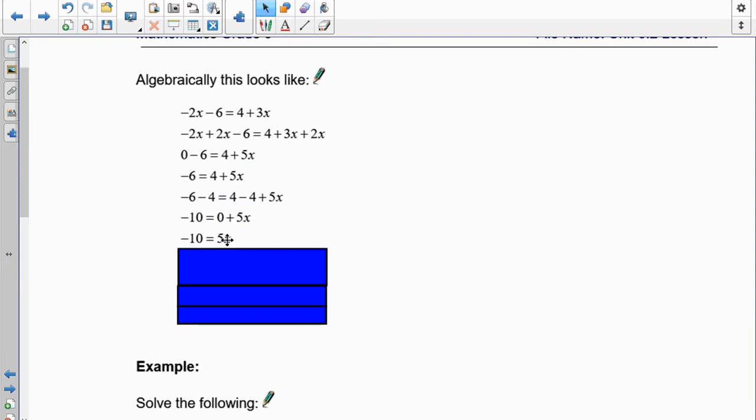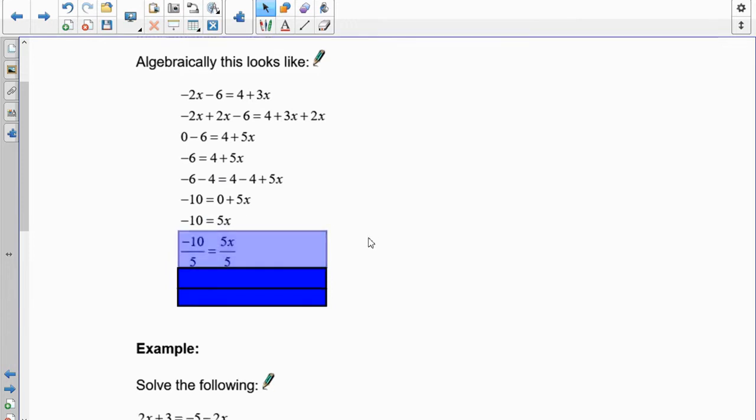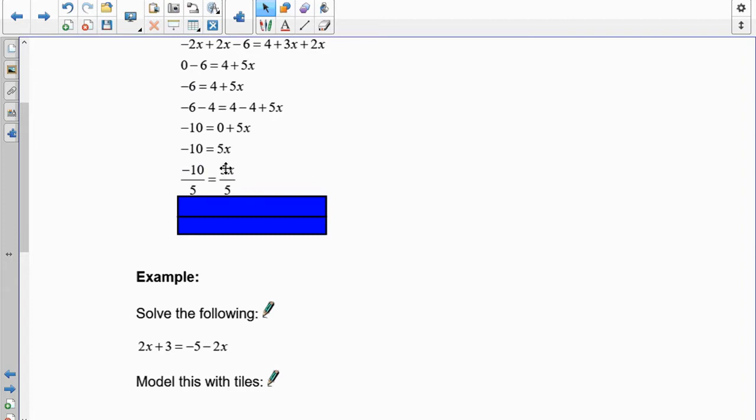Now, doing my grouping, I've got to get this separated out into 5 groups. So to do that, I'm multiplying by 5, so I have to divide by 5, both sides. 5 divided by 5 is 1x. 10 divided by 5 is 2, and this 5 is positive, so negative divided by positive is a negative. There we end up with x is equal to negative 2.